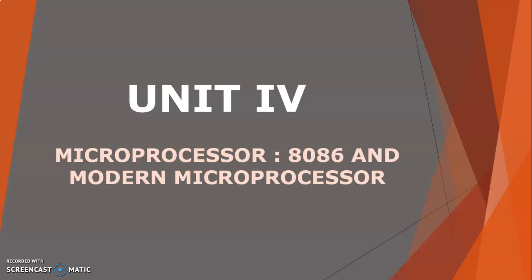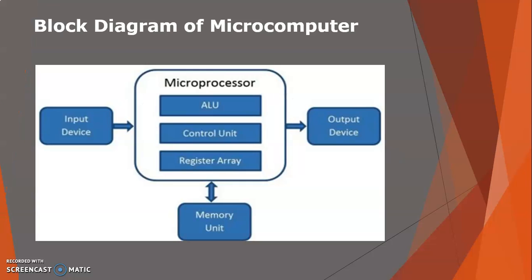So what is a microcomputer? The microcomputer is also available in a single integrated circuit. The microprocessor is the CPU part of a microcomputer, so this is totally dependent upon the central processing unit. Next we will see the block diagram of a microcomputer.